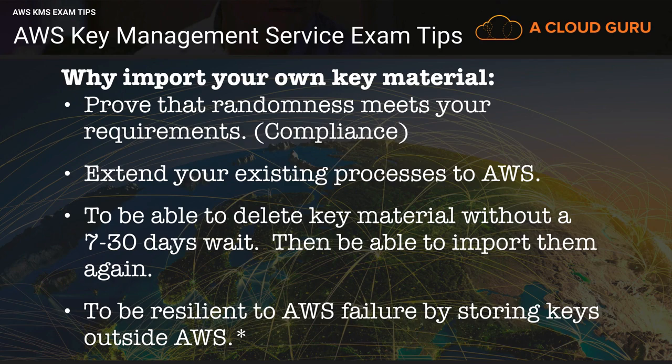You could be extending your existing processes to AWS. The main advantage, though, is being able to delete key material without a 7 to 30 day wait. You can go in there and delete key material immediately. It will still take 7 days to delete the key, but you can basically delete the key material and it will stop working immediately. Then you can also import new key material in again. And you can also be resilient to AWS failure by storing your keys outside of AWS.